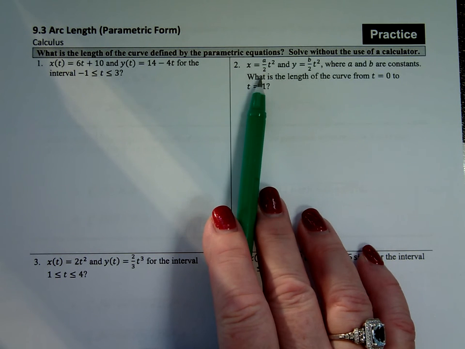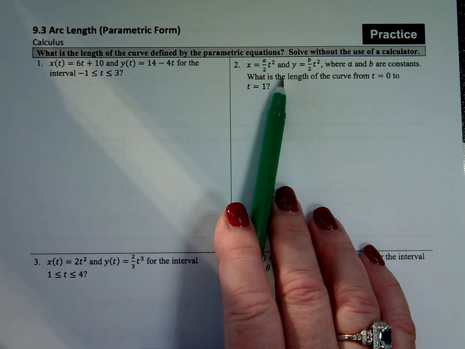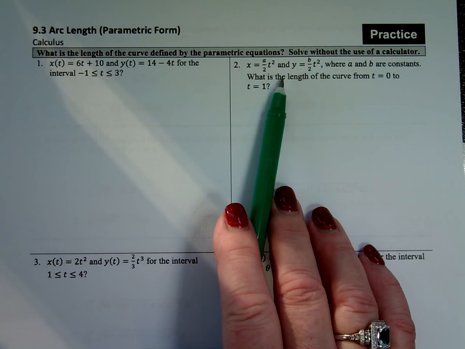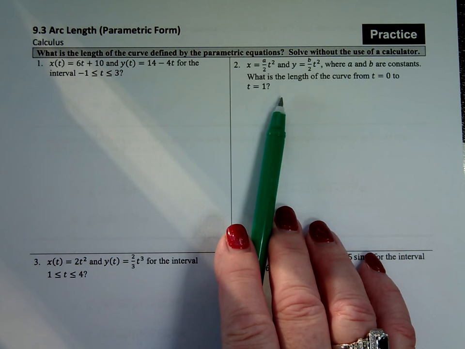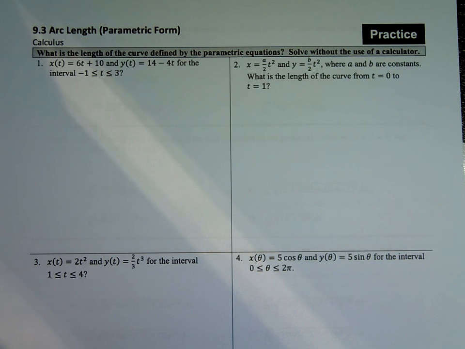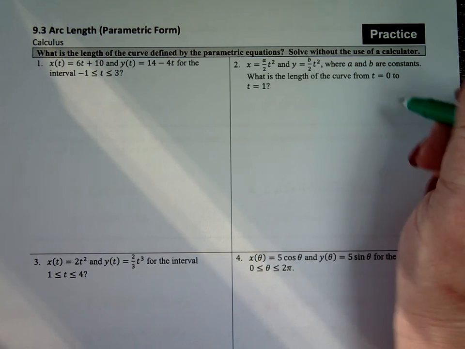X is a over 2 t squared and y is b over 2 t squared, where a and b are constants. What's the length of the curve from 0 to 1? Now this is going to give you an answer that is in terms of a's and b's, and that's okay. You just note that there are constants in the midst, so don't be alarmed by that.